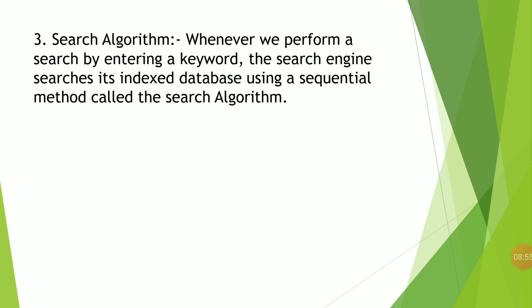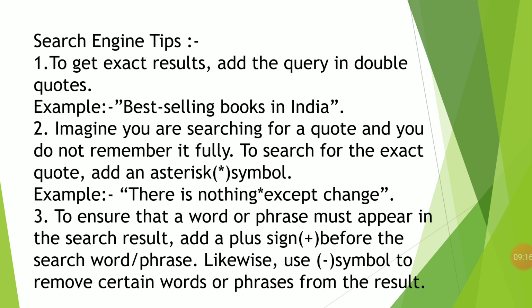Again I remind you, or again I repeat, our search engine uses three different kinds of technology or content. The first one is the spider or web crawler, next is indexing software, and the last one is the search algorithm. Next thing that we are going to discuss is search engine tips. What are these search engine tips?